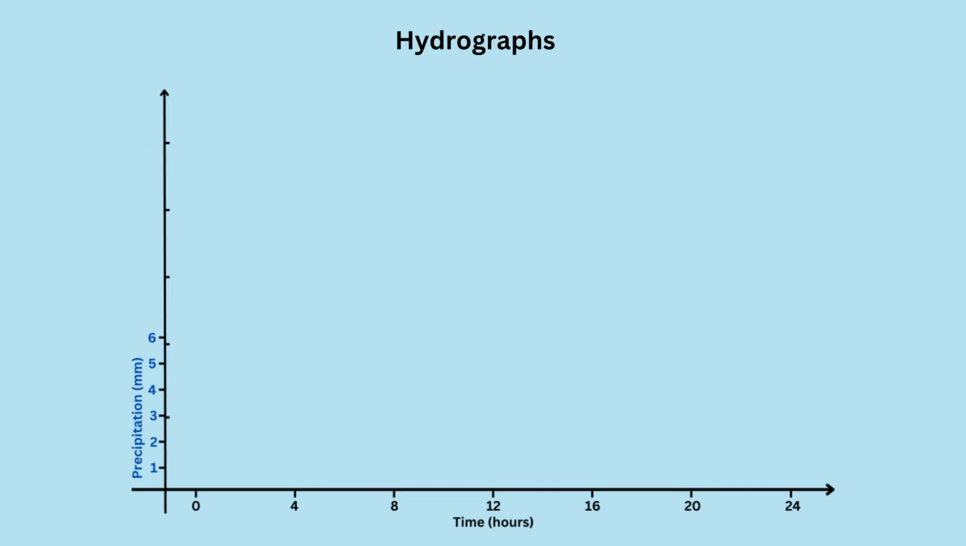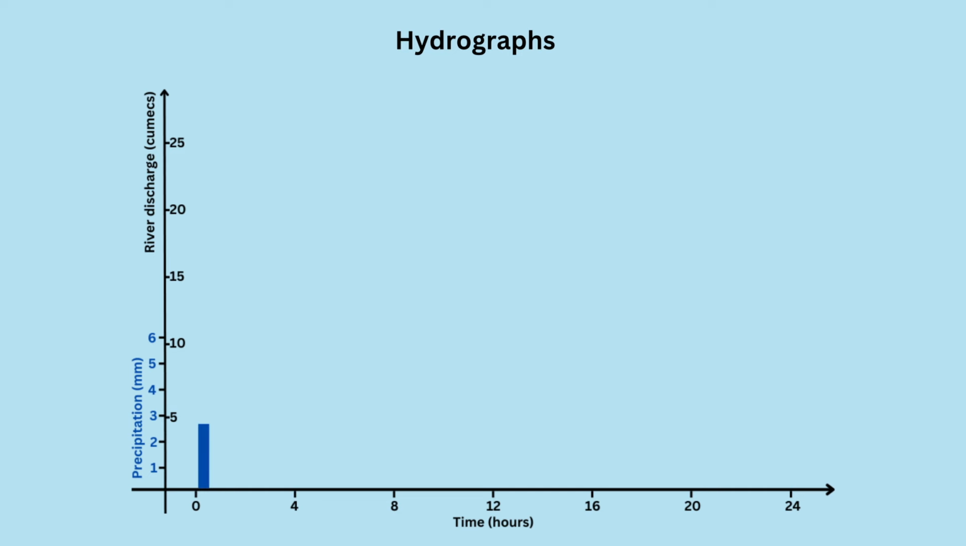They also show variations in river discharge, which is the volume of water passing a point in a river each second, measured in cumecs, cubic metres per second. Notice there are two scales on the y-axis.